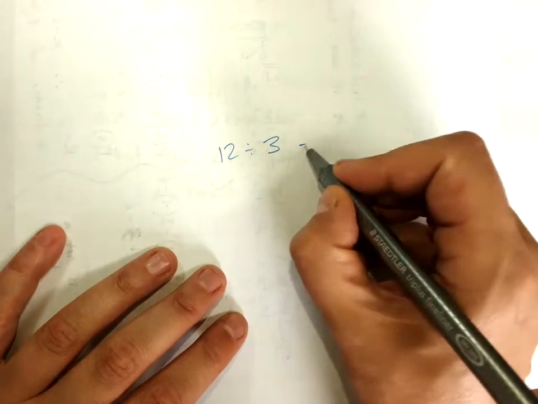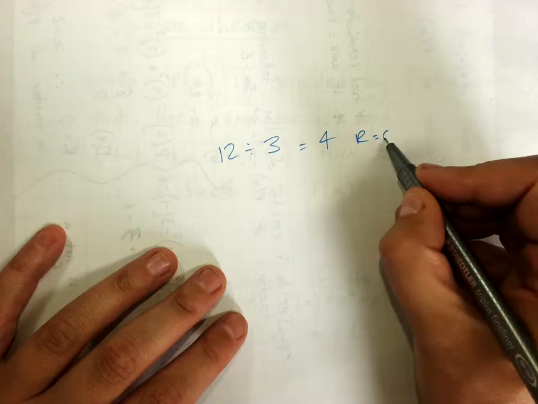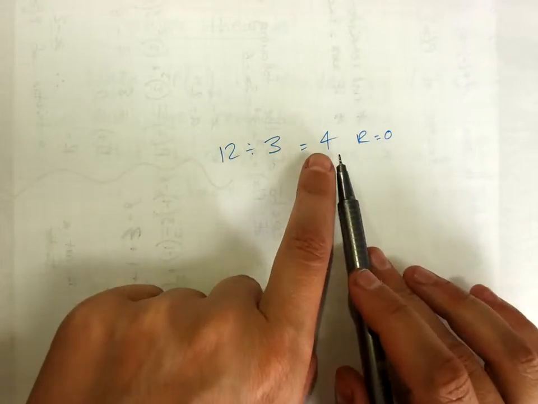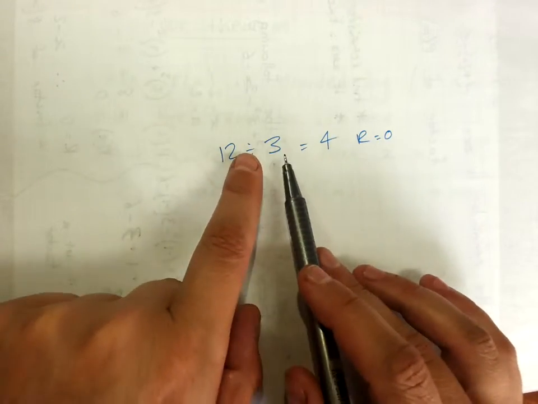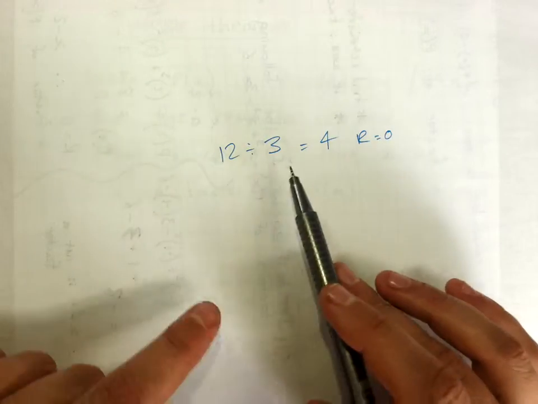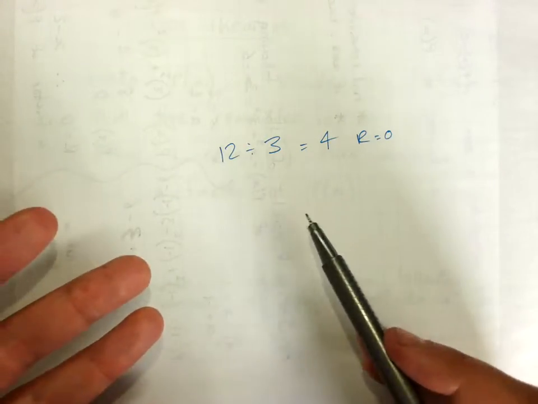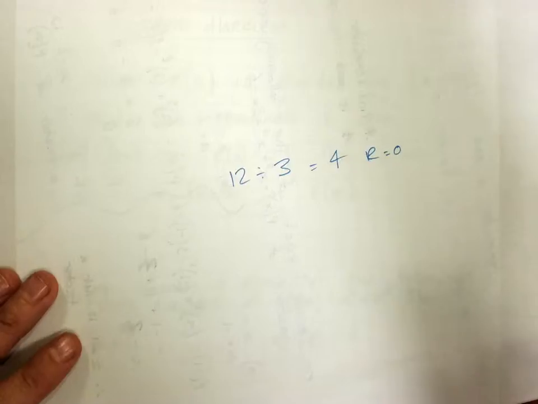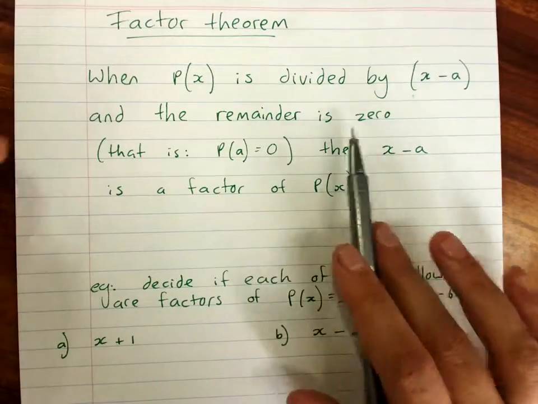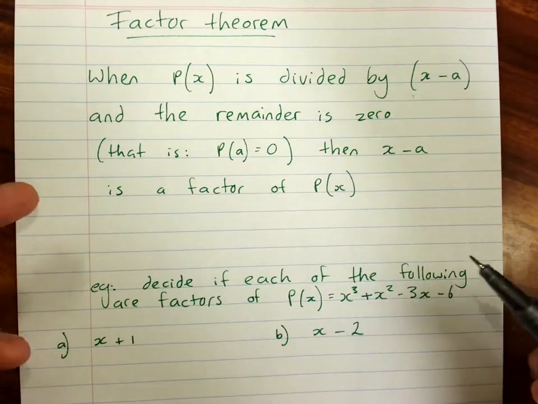Now if we just take that back to numbers for a moment, if I did 12 divided by 3, I would get 4 with a remainder of 0, because 3 is a factor of 12, and because it's a factor, there won't be anything left over. There will be no remainder. So when a remainder is 0, we know we've divided by a factor.